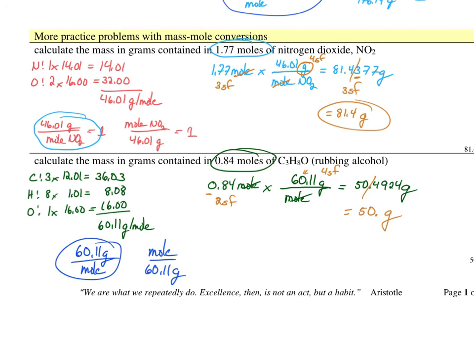We can write it 2 different ways. We can write it as 50 with a decimal point. That decimal point tells us that the 0 is understood to be significant, or we could write this in scientific notation.